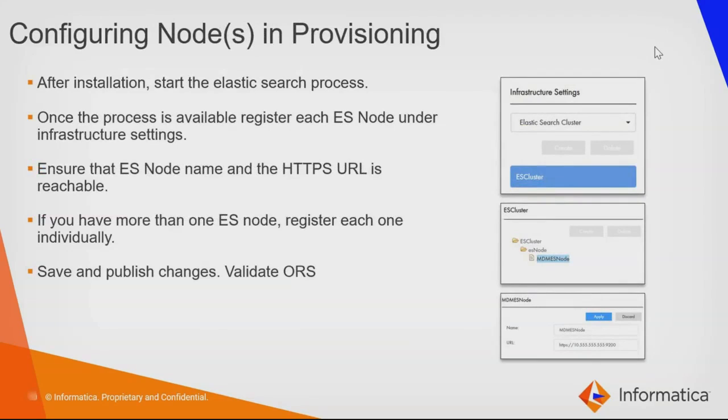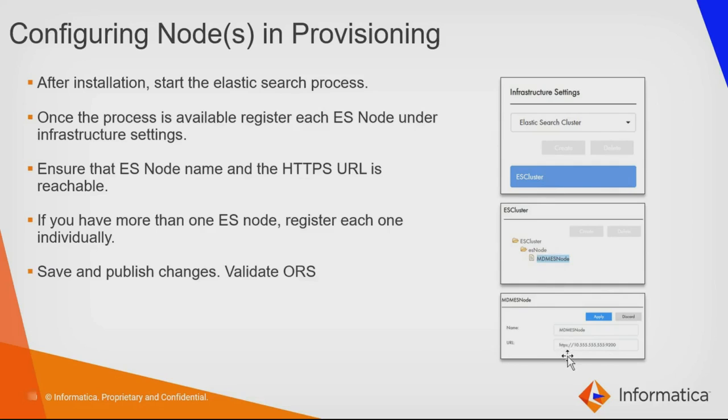Next is configuring nodes in the provisioning tool. Once the Elasticsearch server is up and running, we need to traverse to the provisioning tool infrastructure settings, where we define the Elasticsearch IPs of whatever Elasticsearch servers are up and running. Under the ES cluster, the ES node, we define the node name. This node name should not have any special characters. That's one thing. And the URL will be the IP or the host name of the Elasticsearch.